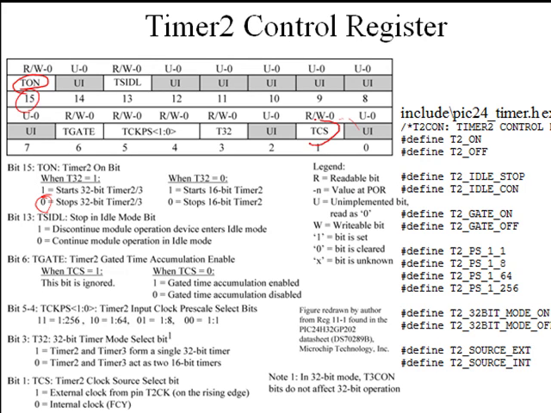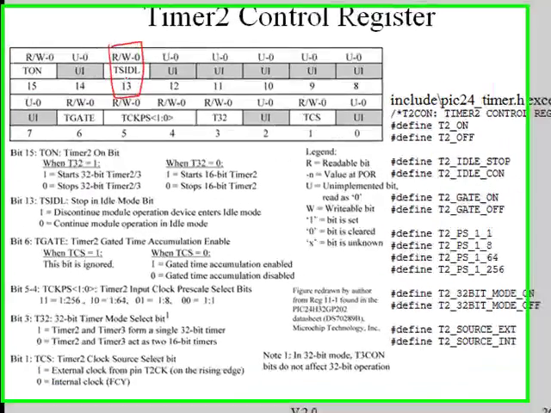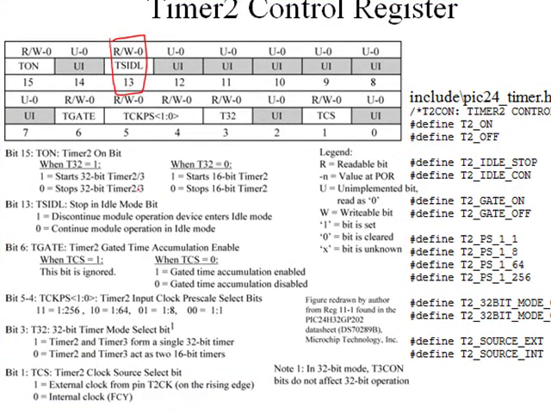This bit right here, TCS, when it's a 0, is going to select the internal clock as a clock source. If it's a 1, it's going to use that external pin. We're actually going to use the internal clock source for our example, so this bit will always be a 0. This bit right here, bit 13, is a power saving bit. When it's 0, this module is going to continue operation in idle mode. Recall that idle mode is a power saving mode in which the CPU clock stops, but all the clocks keep going to the peripherals.